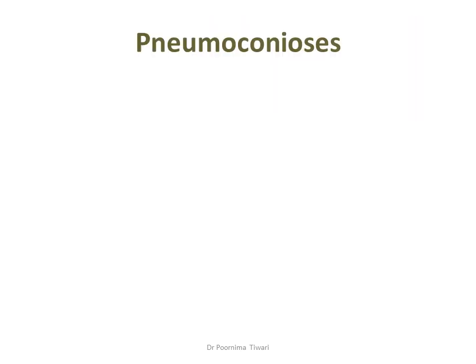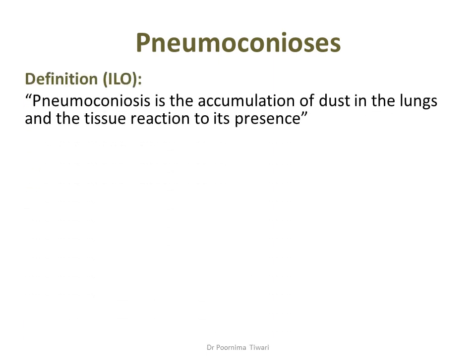Pneumoconiosis, with an S. Definition of pneumoconiosis according to the International Labour Organization. Pneumoconiosis, notice the I in the spelling, is the accumulation of dust in the lungs and tissue reaction to the presence of the dust.